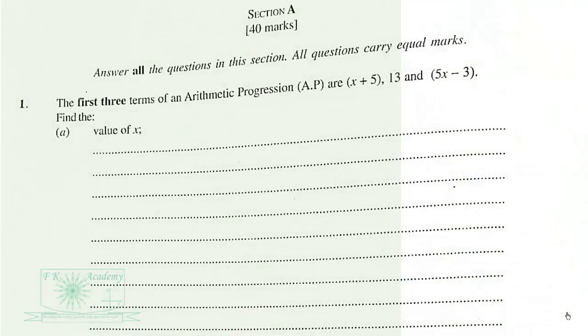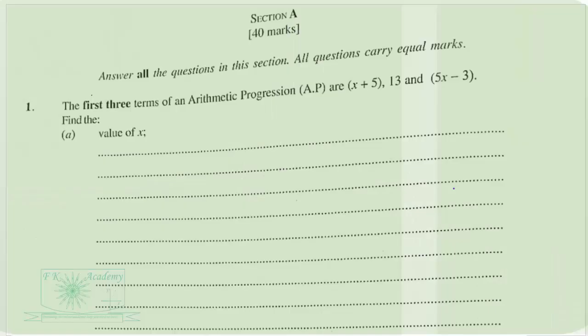So this is the very first question. The first 3 terms of an arithmetic progression AP are x plus 5, 13, and 5x minus 3. Find the value of x. So since this is an arithmetic progression, it means this is our first term, this is our second term, this is our third term.